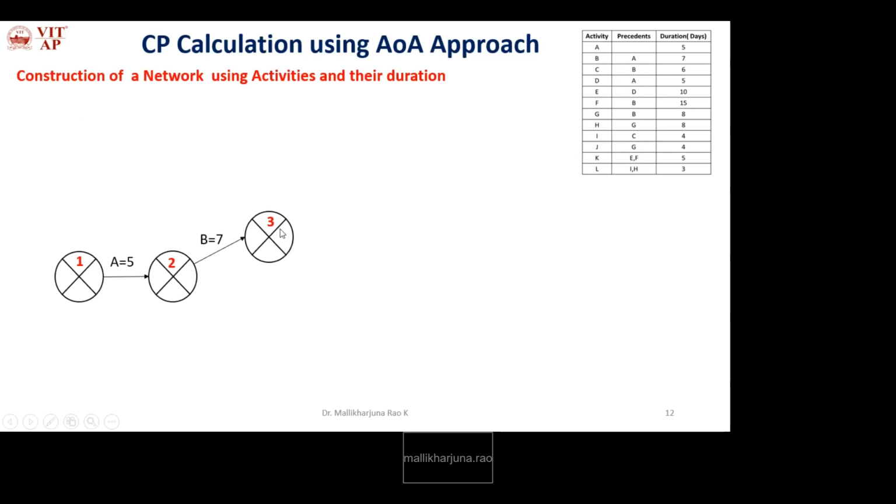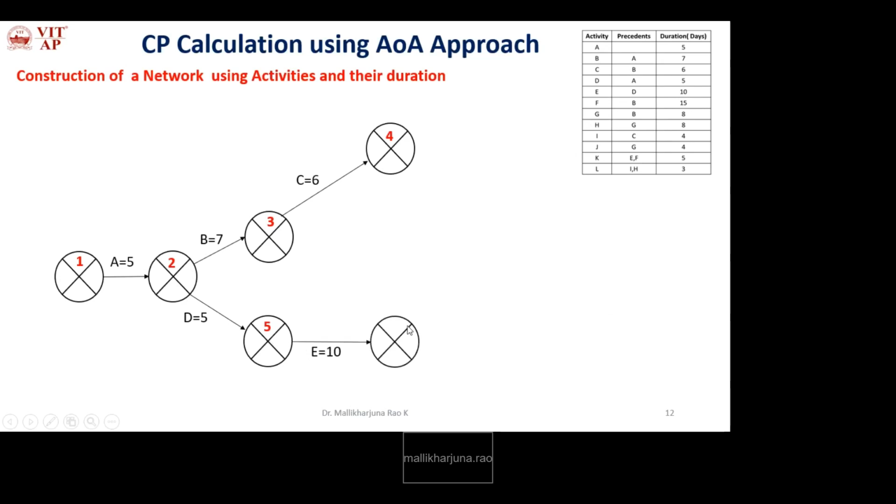So the start event for C is 3 and the end event is 4. Okay, next D. When will D start? After A. So what is the endpoint for A? Event 2. So this is the start point for D, and its endpoint is event 5. We need to check whether D is the predecessor for any other activity. Yes, D is the predecessor for E, and it is ending alone, so no issues. Directly we can represent. So the start event of E is 5 and the end event is 6.